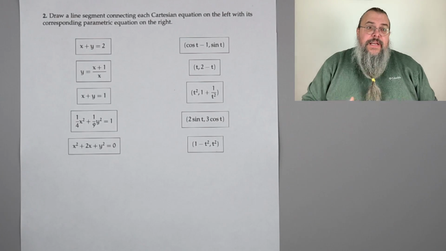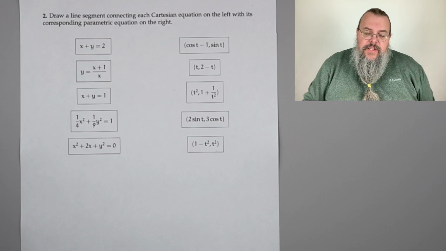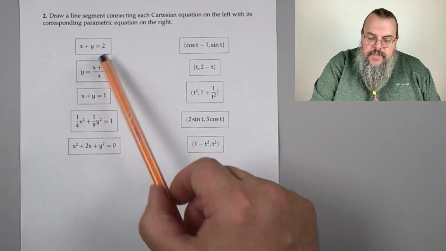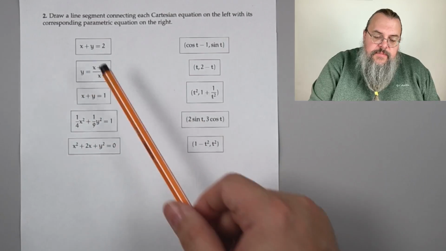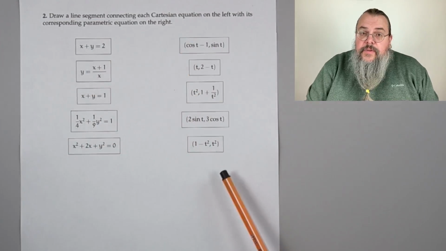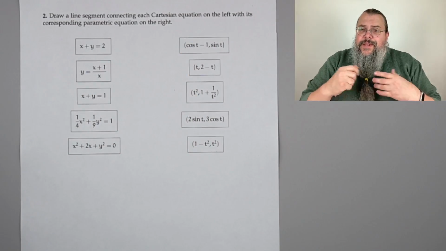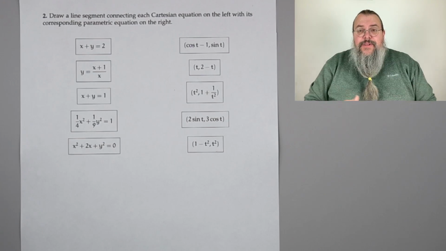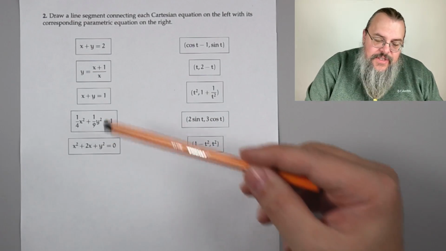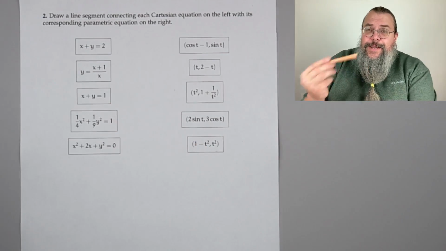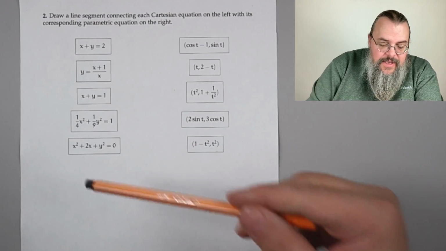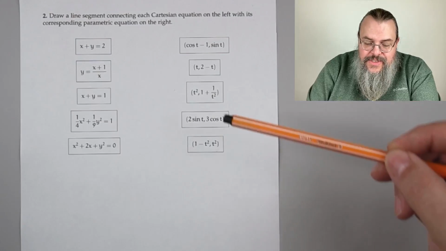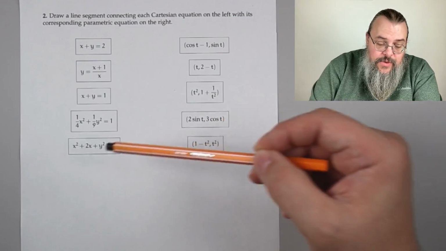Number 2, draw a line segment connecting each Cartesian equation on the left, so Cartesian involves a formula, x and y, there's an equal sign somewhere, with its corresponding parametric equation on the right. And this is interesting because it turns out there are often many possible parametric equations for a single Cartesian. So it's a little bit of misdirection here, because it's making you think, okay, let me start here and go to there, when actually it's easier to start here and go to there.